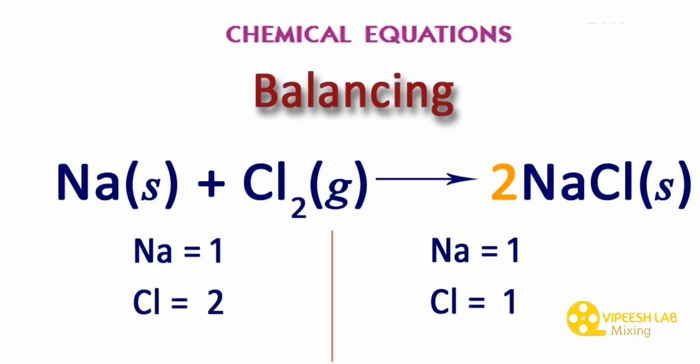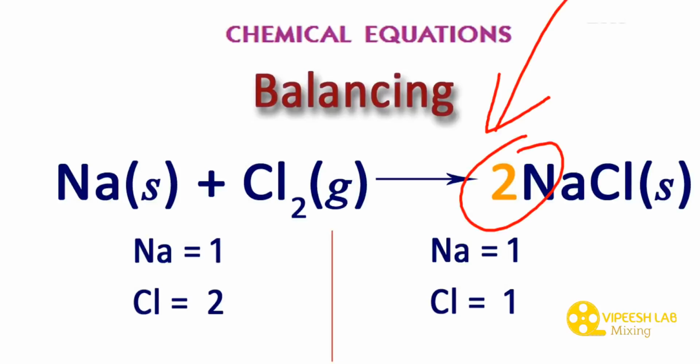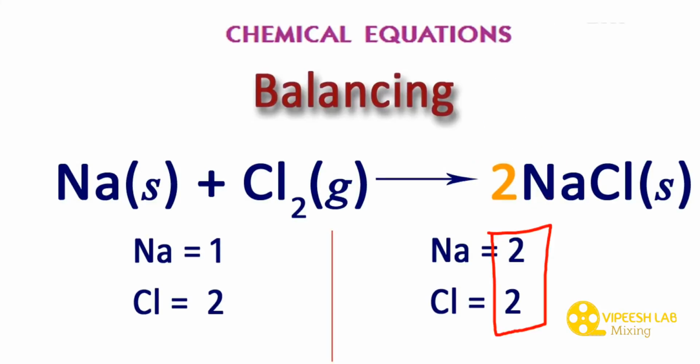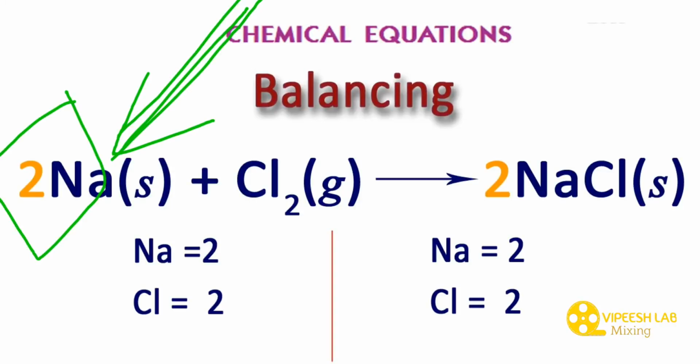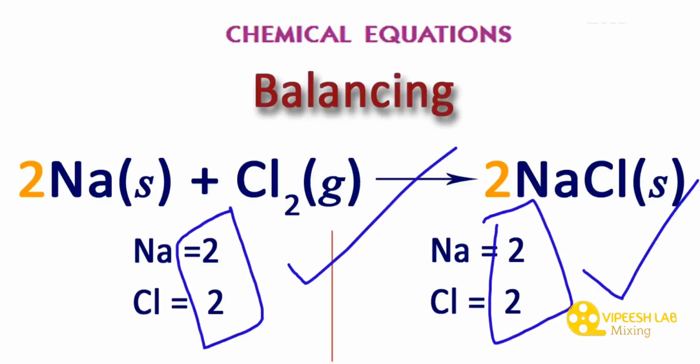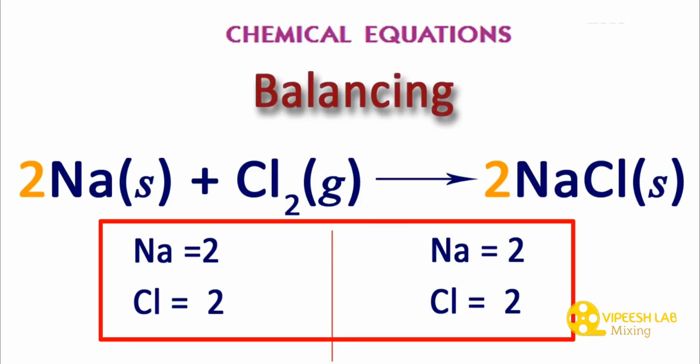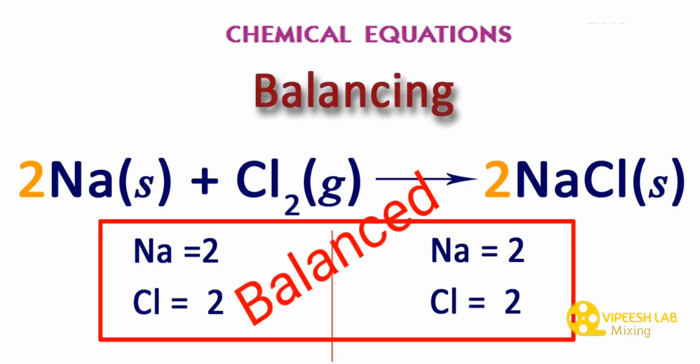Now let's see how we can balance this. So see, add a coefficient 2 on the right hand side to sodium chloride, so the total number of sodium will be 2 and chlorine will be 2 on the RHS, but it is still unbalanced. So when we add 2 to sodium, it will equalize the LHS and RHS for sodium as well as chlorine, so this reaction equation is balanced.